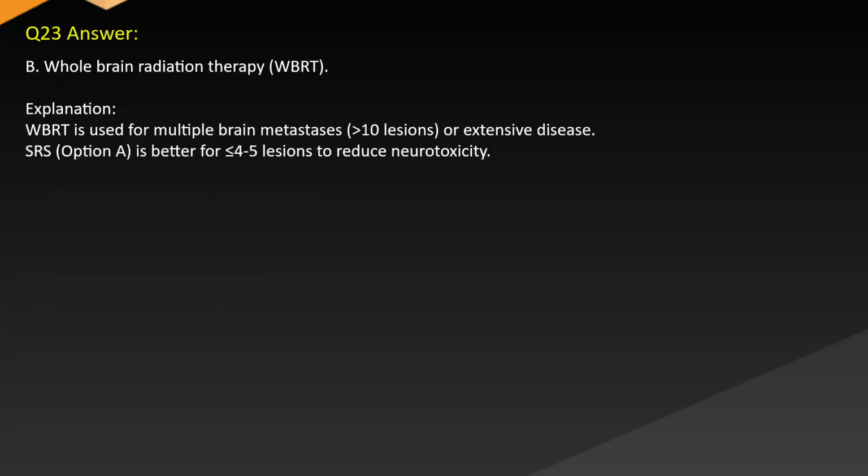Answer. B. Whole brain radiation therapy, WBRT. Explanation. WBRT is used for multiple brain metastases, more than 10 lesions, or extensive disease. Option A, SRS, is better for 4-5 lesions to reduce neurotoxicity.